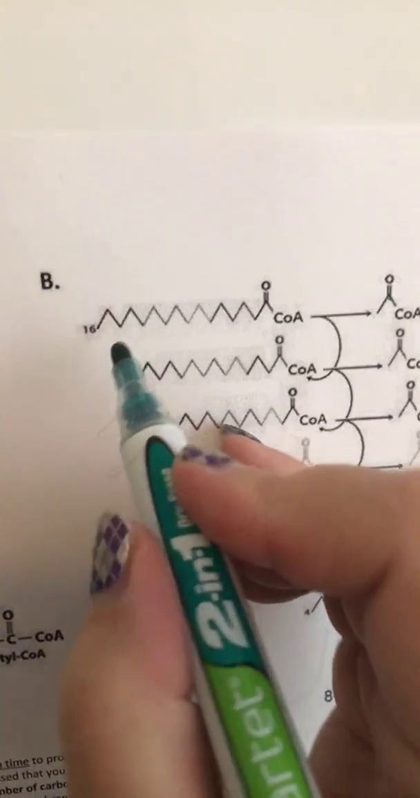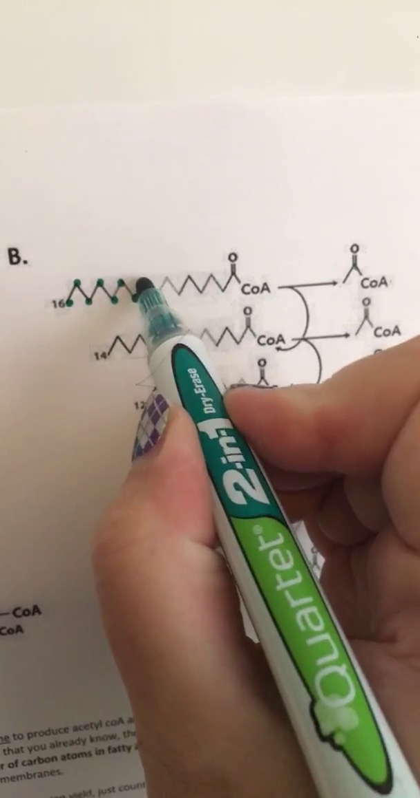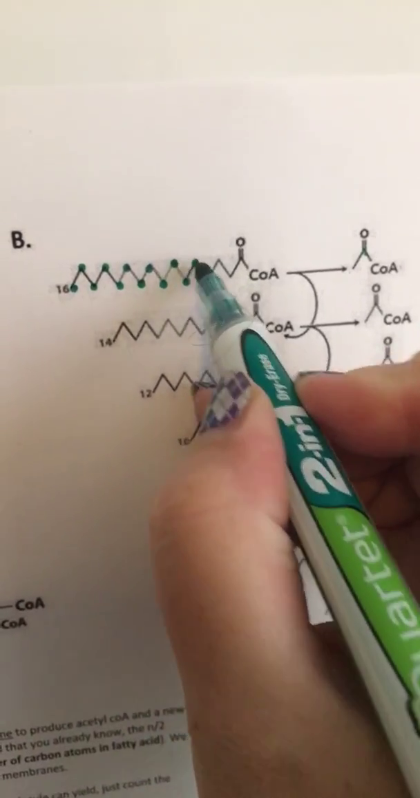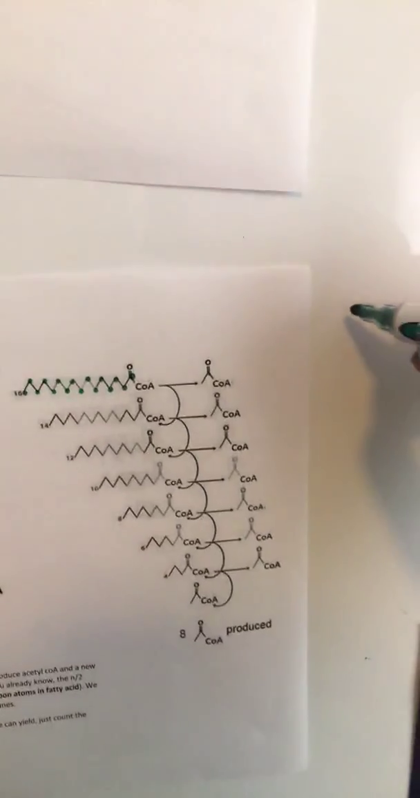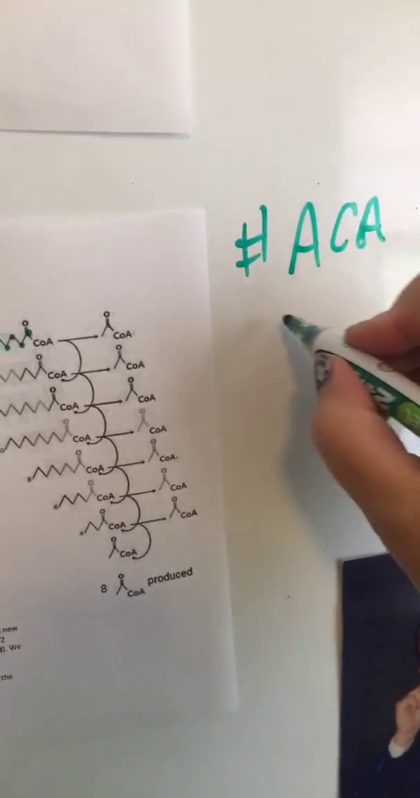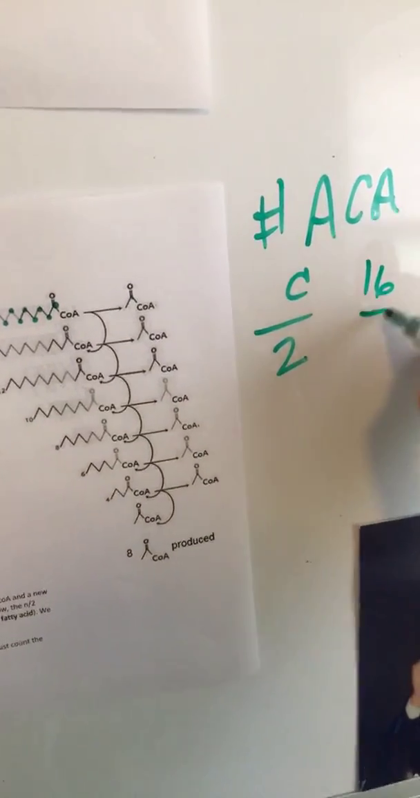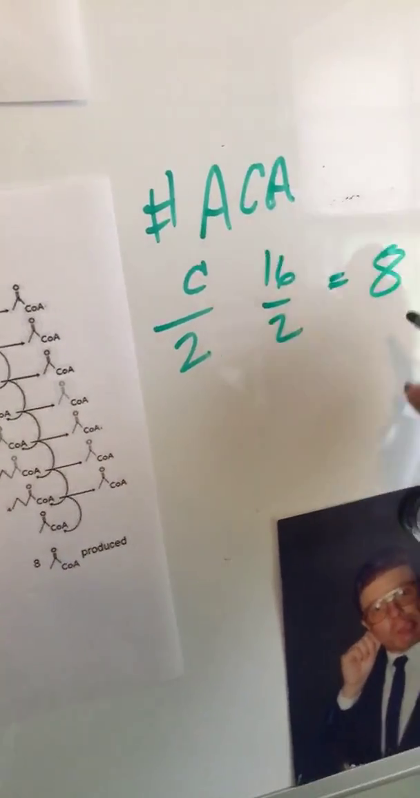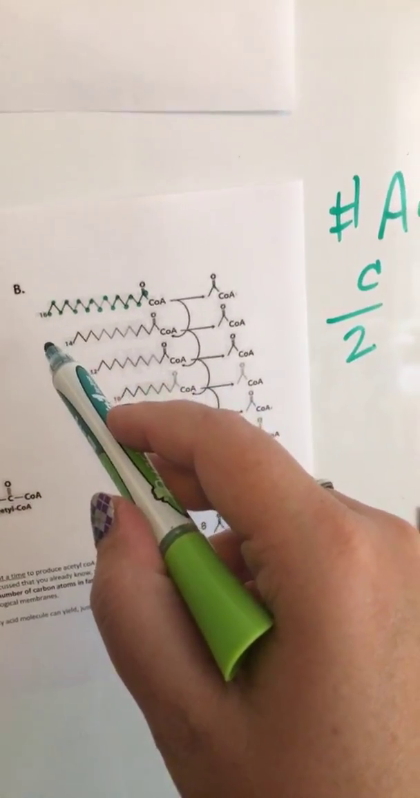And so this, you can see, is a 16 carbon fatty acid. We have 1, 2, 3, 4, 5, 6, 7, 8, 9, 10, 11, 12, 13, 14, 15, 16. So it's a 16 carbon fatty acid. So for the number of acetyl-CoA, we have the carbons divided by 2. Okay, so 16 divided by 2 is going to be 8 acetyl-CoA that are going to be produced from the 16 carbon fatty acid.